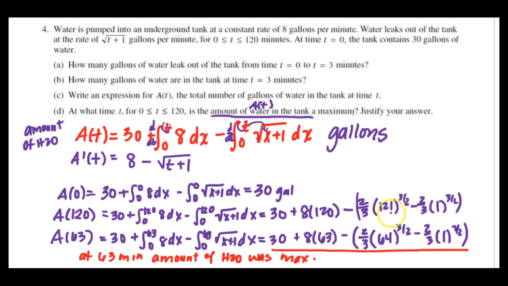So a little bit of simplifying. You don't need to get it down to an exact whole number or a final answer, but it's justifying to yourself which one is bigger. So it's definitely between the second two, as opposed to A of 0, which is just 30. So once you decided which one it was, then the answer is either 120 minutes or 63 minutes. It's the time. At what time t.